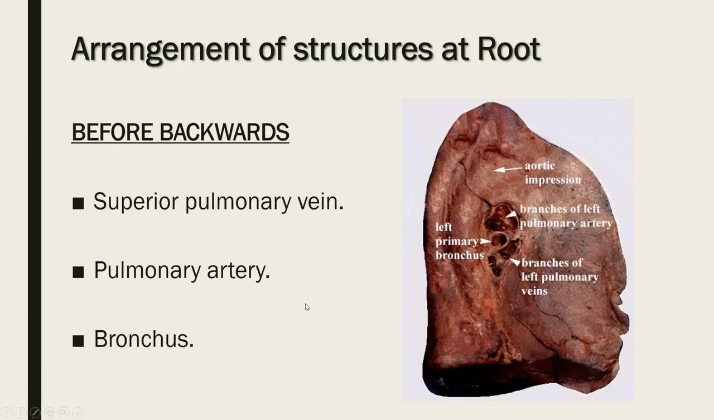Then the arrangement of the structures at the root. From before backwards, the first thing that comes is the superior pulmonary vein. So first, this is the vein that lies most anteriorly. Then immediately after the vein, the pulmonary artery lies, and most posteriorly the bronchus lies. So in case of both lungs, right or left, the most anterior will be the pulmonary vein, then the pulmonary artery, then the bronchus.